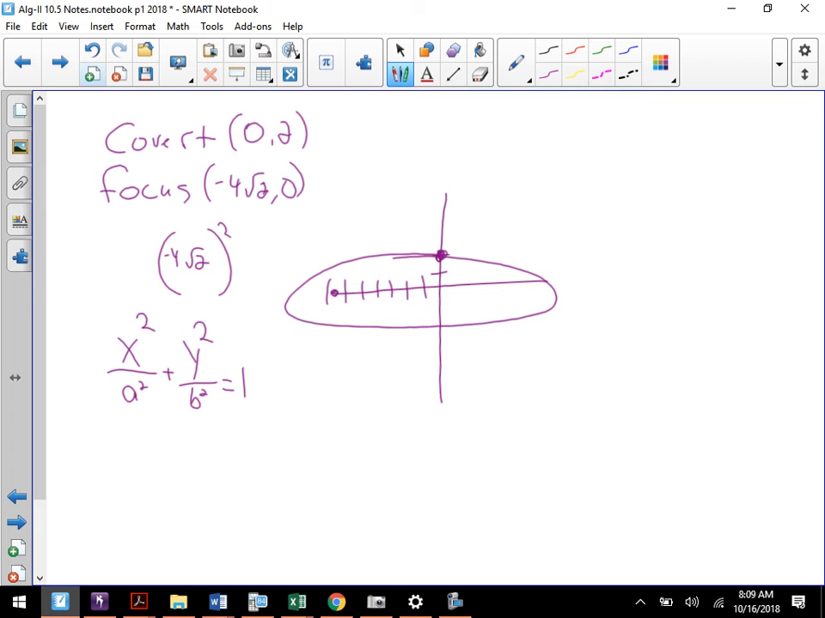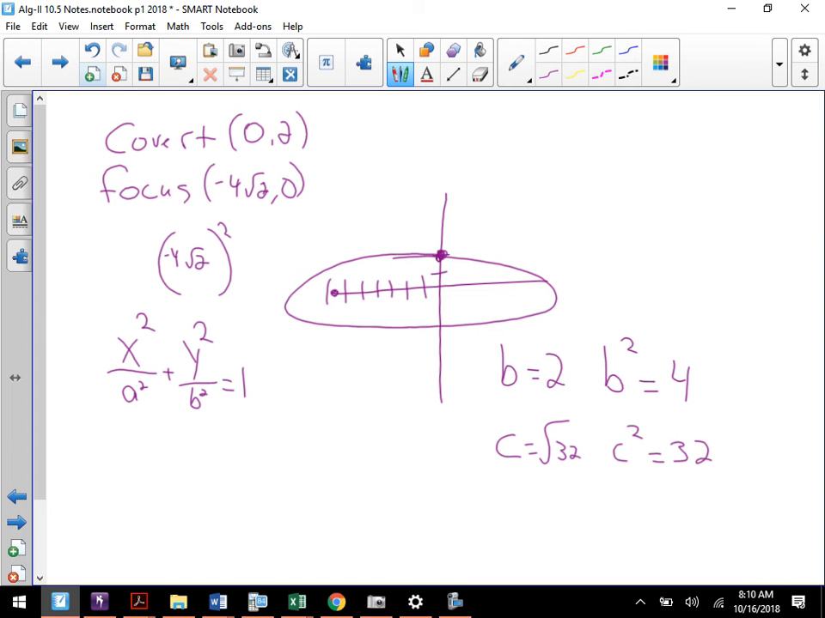Well, we know b. That's easy to find. B was the distance from the center to the covertex. So if b is 2, what's b squared? Good. Also, since we know that our c value was the square root of 32, what's c squared? 32.